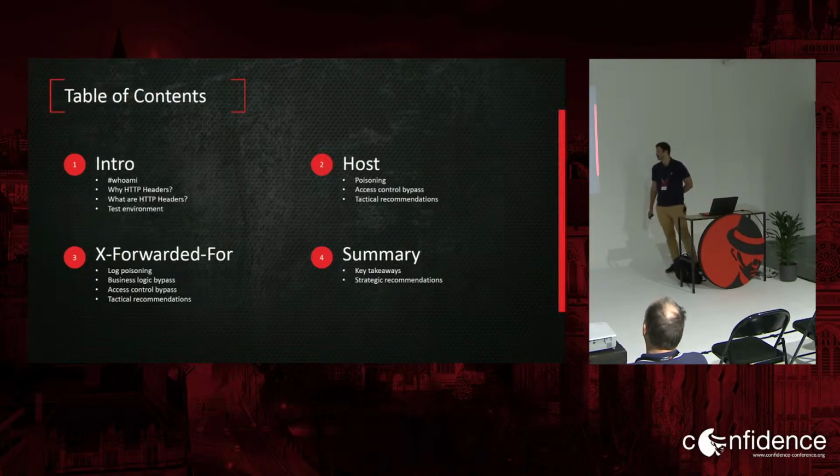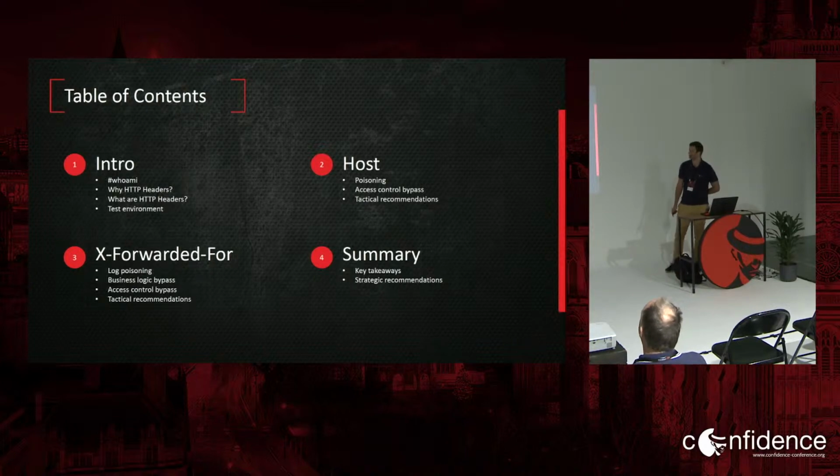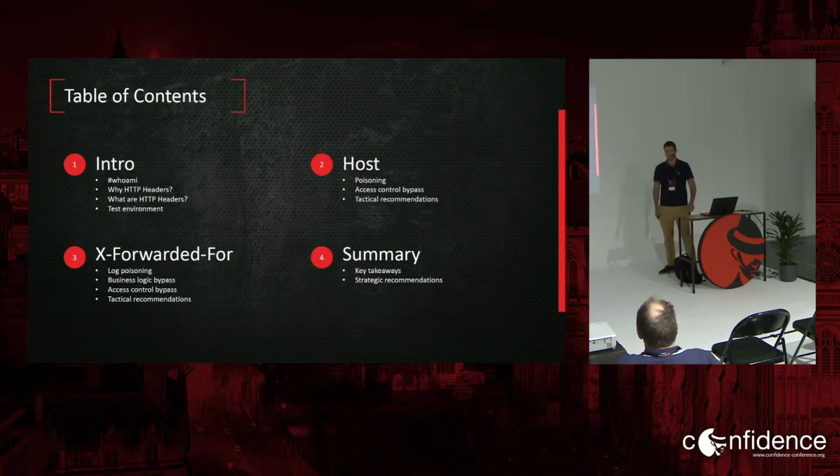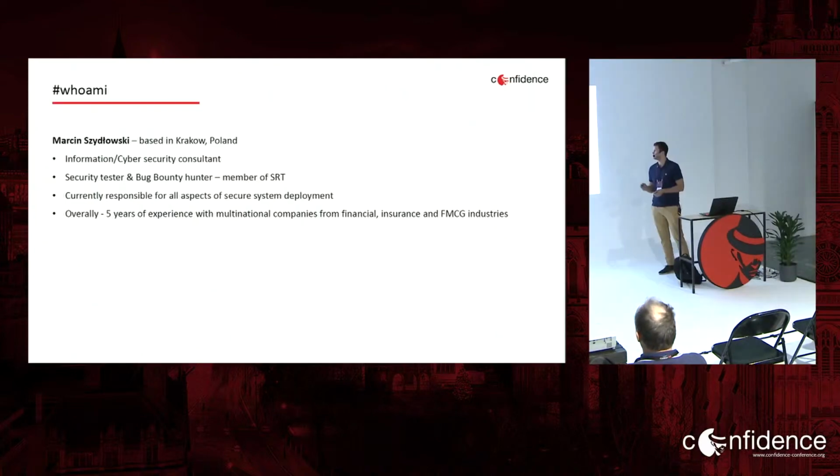That's the table of contents. We are going to speak about two types of headers. The first will be the host header, and the second will be the exploitable header. I would like to explain what the risks associated with these two headers are, and how you can deal with them later on.